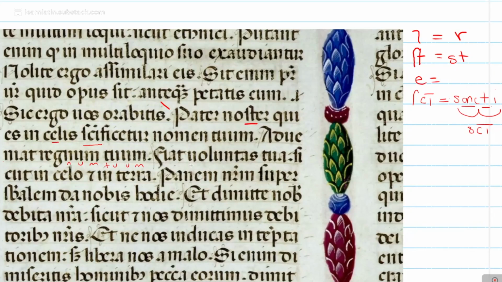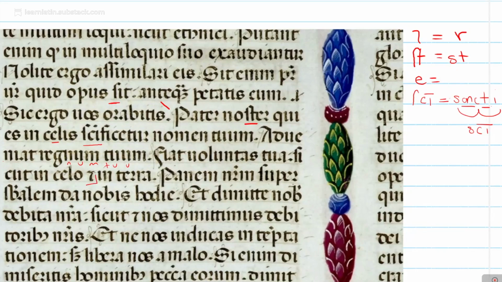V-O-L-U-N-T-A-S, voluntas. And you see here we have the normal S instead of the long S. That's because the normal S we use typically at the end of words, whilst the long S we use at the beginning or in the middle of words. All right? Fiat voluntas tua. Sicut, long S, sicut in caelo.